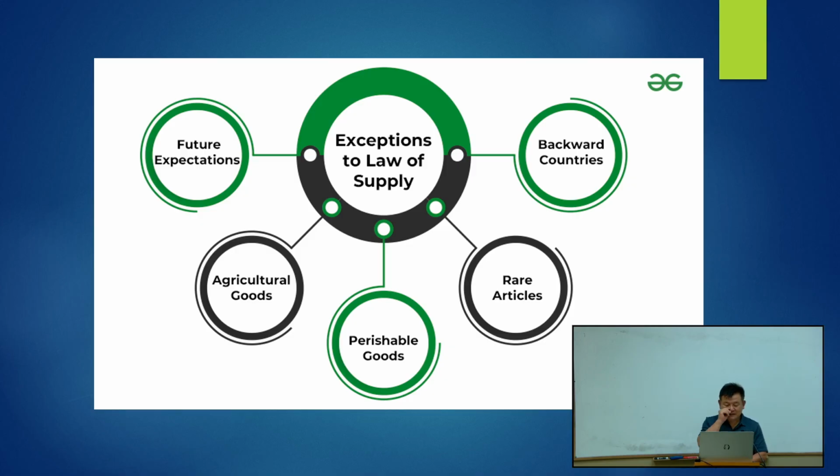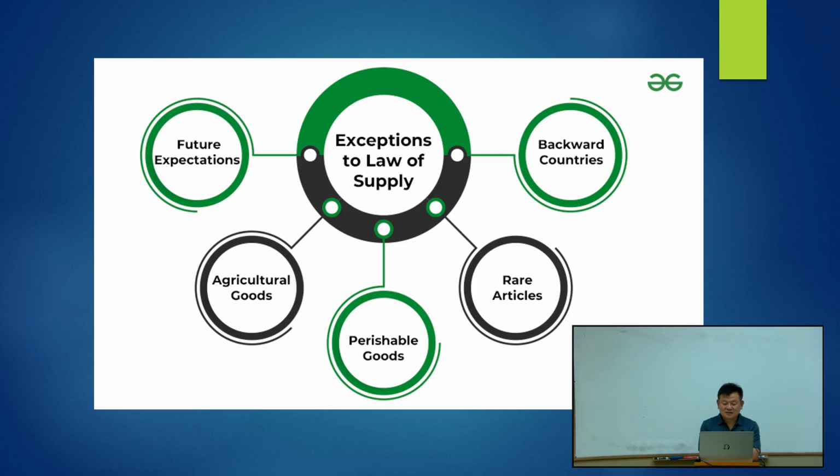Future expectation means, for example, this laptop computer is $1,000 now, but its future expected price is $1,200, already anticipated because it depends on some chips. If chip prices increase, then the laptop computer price increases. With that expectation, the suppliers decrease the products.